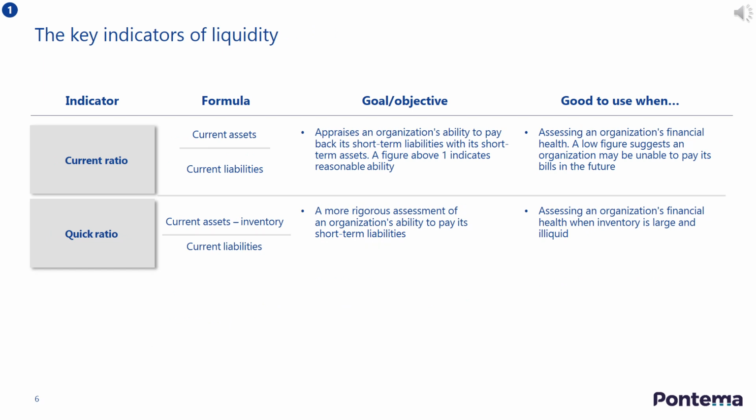This slide shows a summary of the key indicators of liquidity. Firstly, the current ratio appraises an organization's ability to pay back its short-term liabilities with its short-term assets and assesses an organization's financial health. A figure above 1 indicates reasonable ability, and a low figure suggests an organization may be unable to pay its bills in the future.